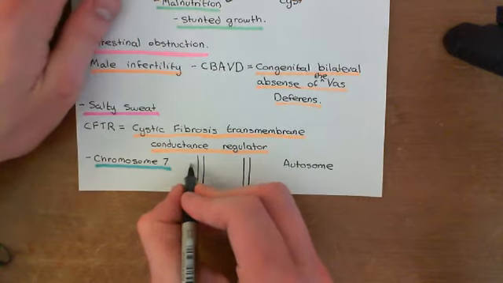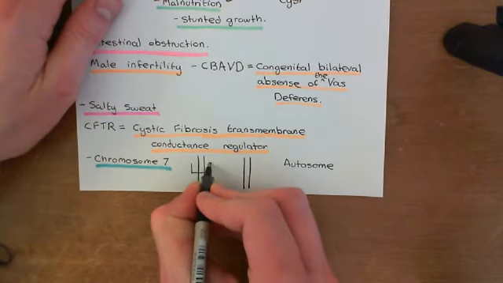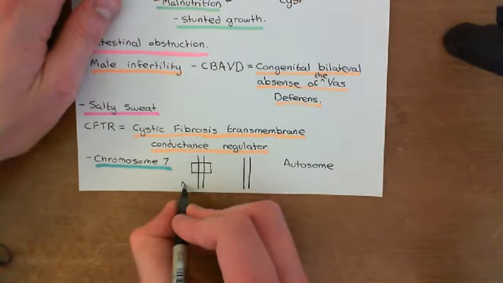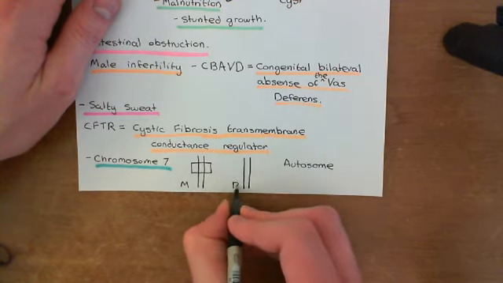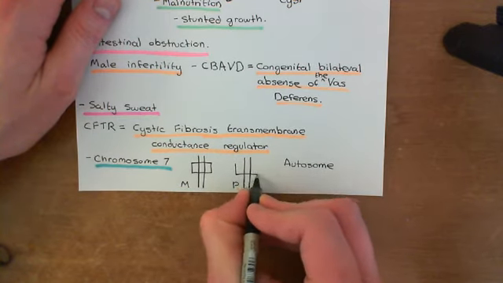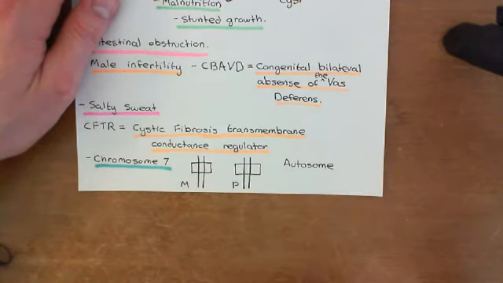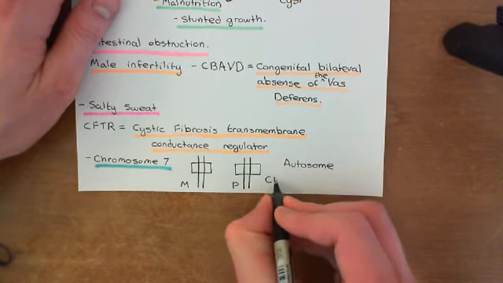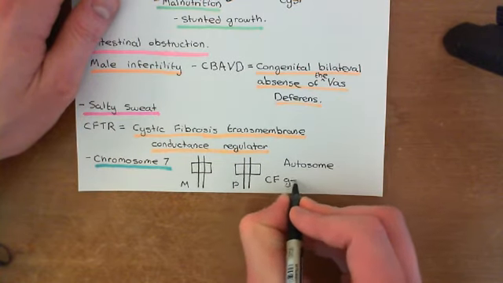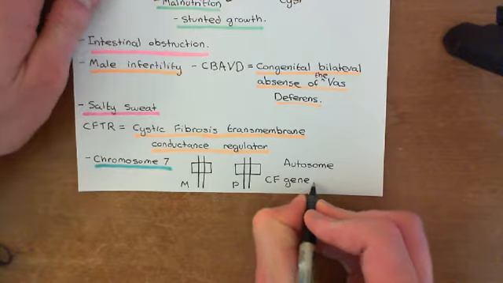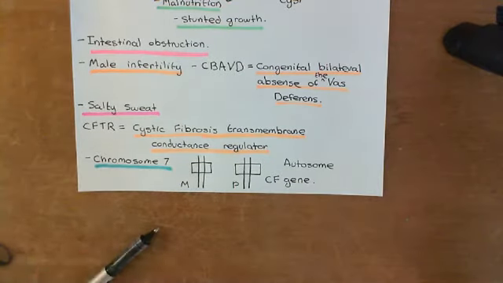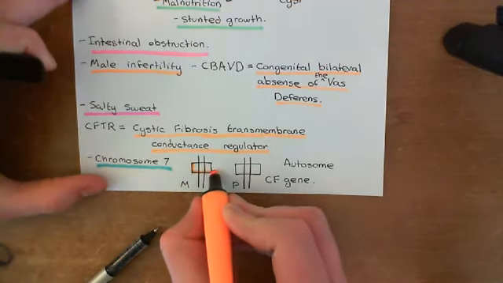Both of these chromosome 7s, let's say this is the maternal copy and this one's the paternal copy, both of them will have genes for the cystic fibrosis transmembrane conductance regulator. These genes are known as the cystic fibrosis genes, or the CF genes, and I think I'll colour them in orange here.